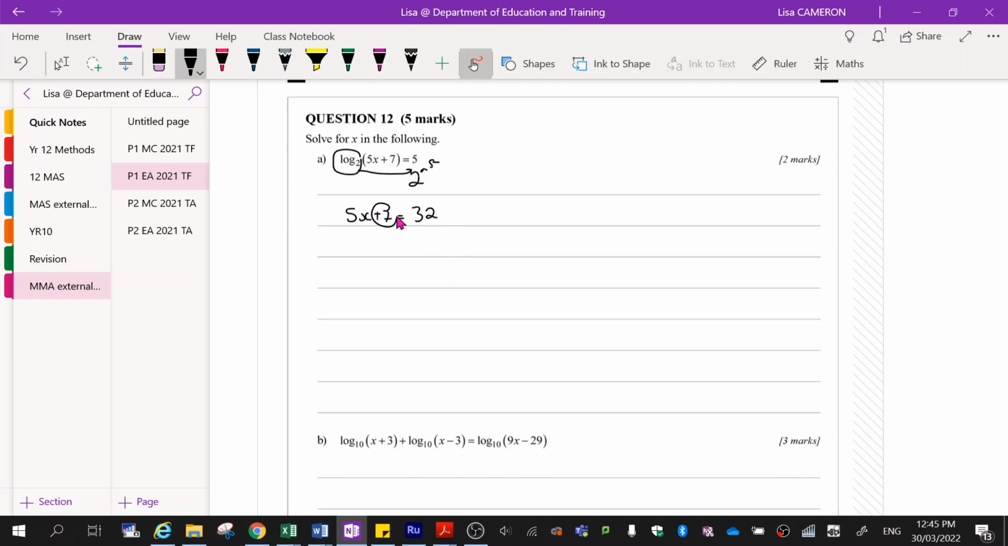Next step, take the 7 to the other side by subtracting 7. That will leave you with 25 is equal to 5x. Now we can take the 5 across by dividing the other side by 5, and I'm left with x is equal to 5.